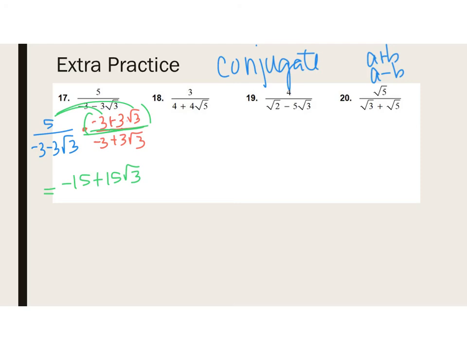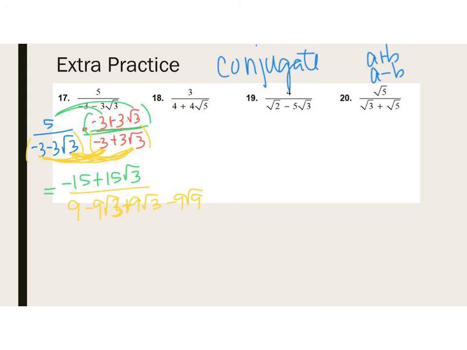On the bottom, you're going to FOIL. I kind of like to do it right by the problem because they're both grouped. So what do you get when you multiply first? You're going to get a positive 9. And then outside is a negative 9 square root of 3. Inside is a positive 9 square root of 3. And last is a negative 9 square root of 9, and we'll address that.